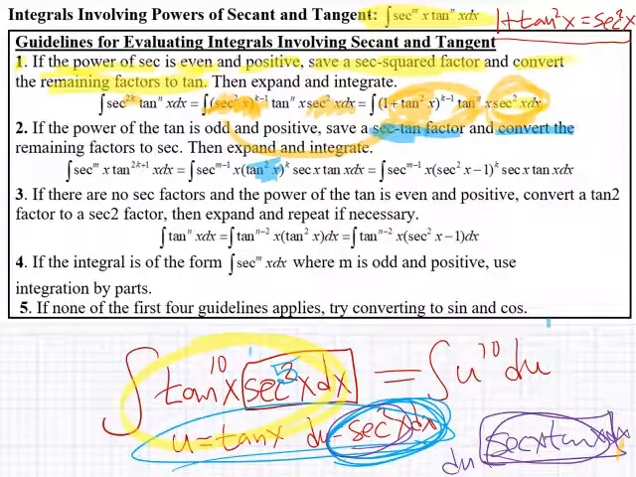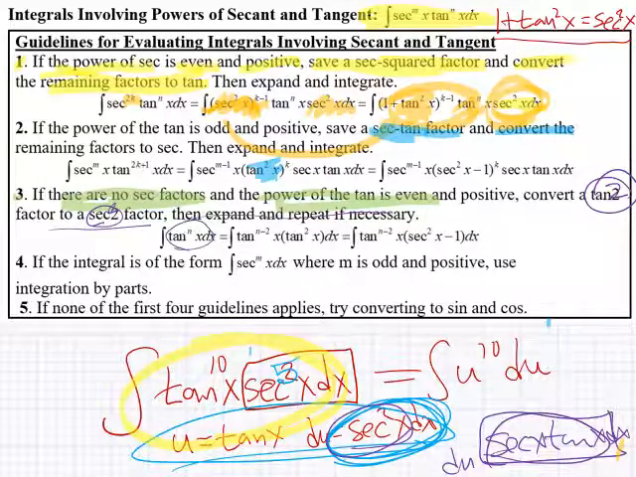Let's get rid of some of this color. All right, let's see what we got. So, third scenario. There's no secant factors at all, and the power of tan is even. So it's a pretty specific scenario, but nonetheless, something we can do. Convert a tan squared factor to a secant squared factor by using the Pythagorean identity. Then expand and then try and repeat. So the idea is you're trying to make a secant squared show up for your du.